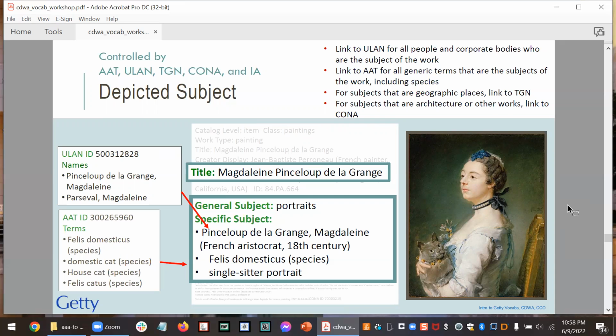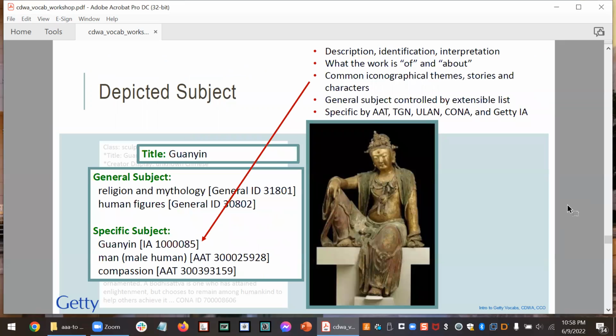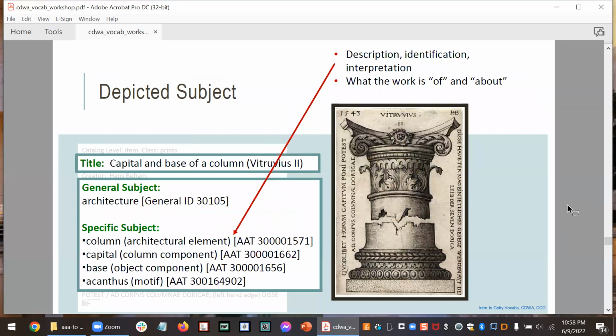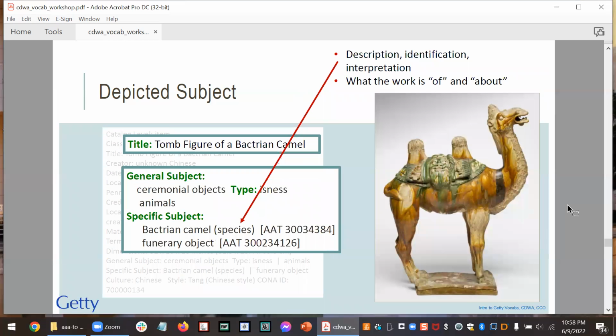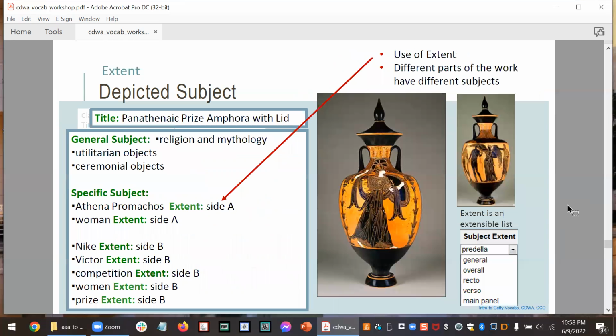Single sitter portrait might be appropriate. Here's another example where the general subject is religion and mythology. And then for specific subject, Guanyin, you can link to the iconography authority. Here's a capital and base in Vitruvius. Architecture is the general subject, and then specific subjects. Tomb figure of a Bactrian camel is a ceremonial object. It depicts an animal, and the species can be linked, and the funerary object.